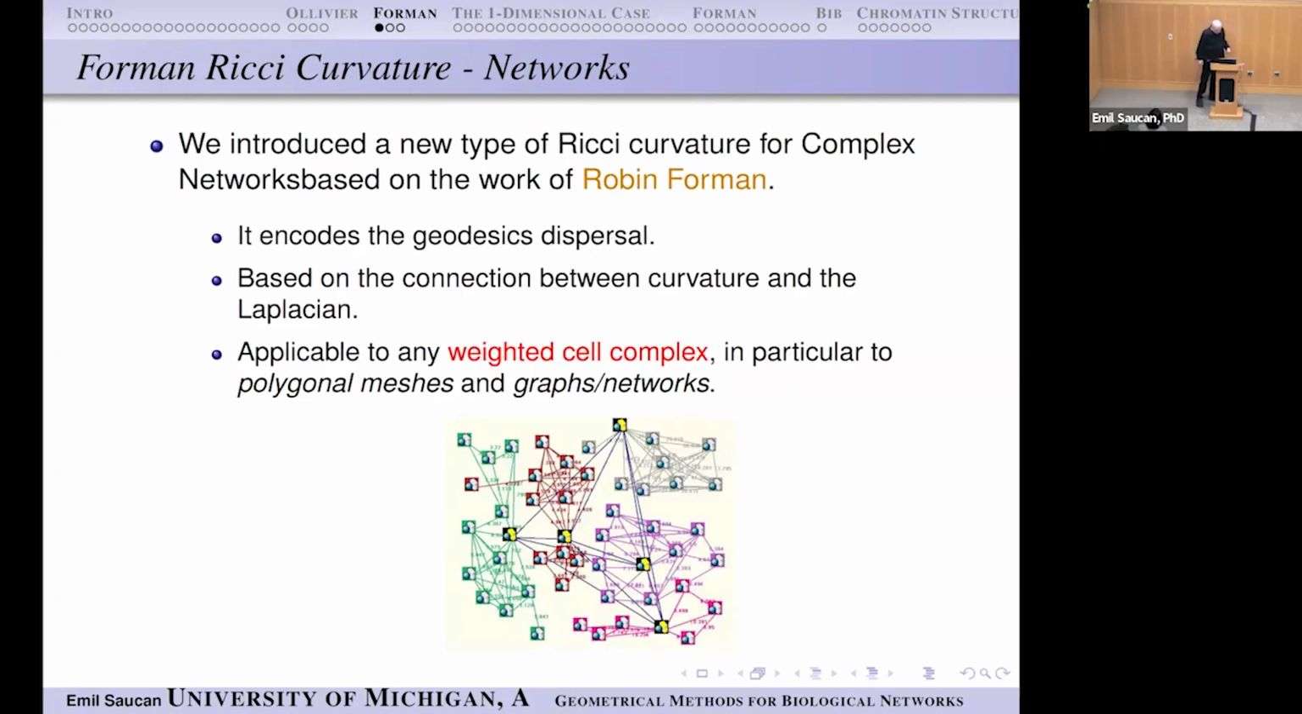It encodes how fast geodesics disperse. It's easier to apply to a very large class of objects which are called weighted cell complexes. And these include graphs, even weighted graphs like this one. This is a graph, of course, computers communicating, and you have weights, throughput, and computational power. You have weights on nodes and the edges as well. So this is one setting where you can apply it.